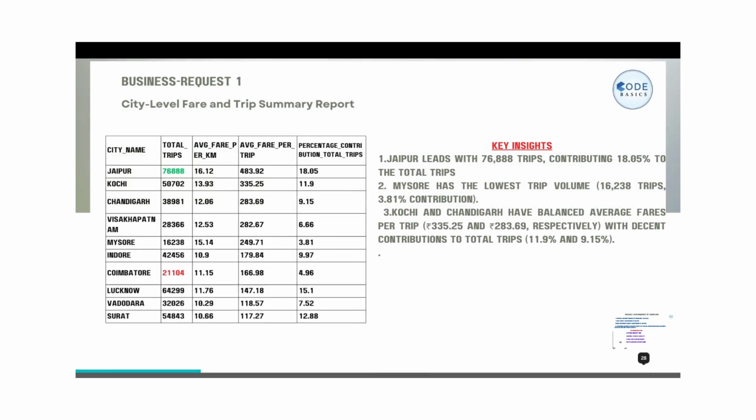Now, our first business request is to find out the city level fare and trip summary report. From this report, we have found that Jaipur leads with 76,888 trips, contributing 18.05% to the total trips. Mysore has the lowest trip volume. Kochi and Chandigarh have balanced average fare per trip with decent contribution to total trips.